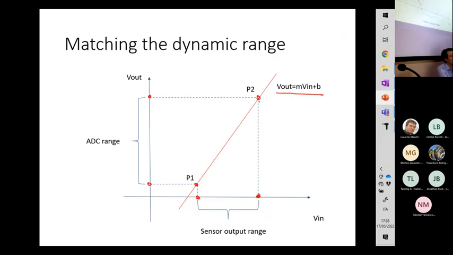So we have a linear dependency of the output with respect to the input. The slope is set by this value m, and B is used to express the shift from the origin. So when V in is 0, V out will be equal to B. So B is this quantity here.